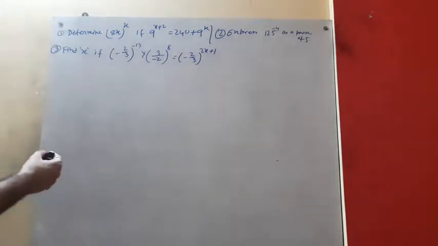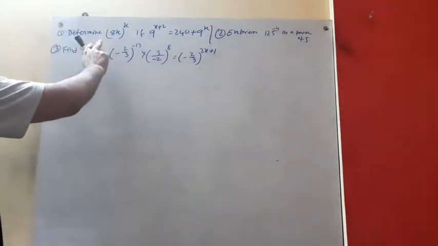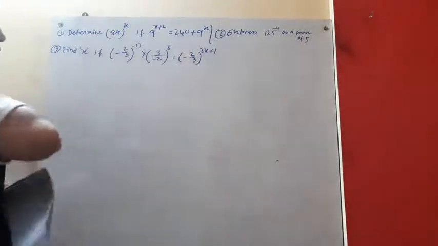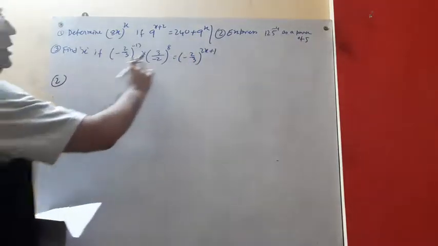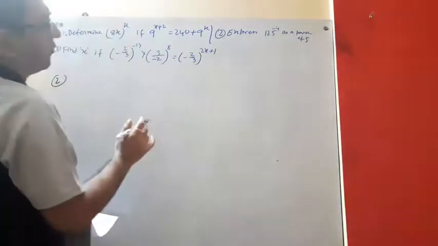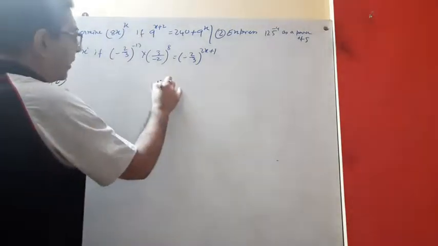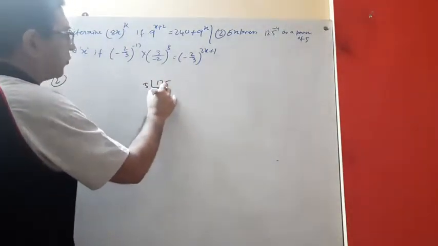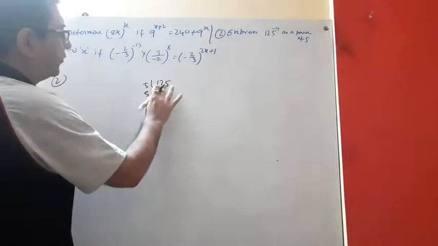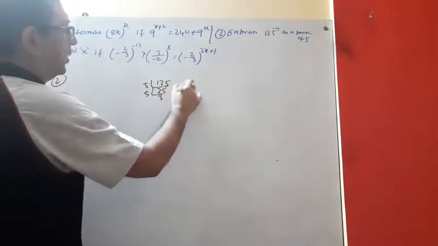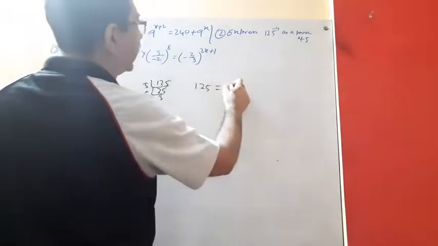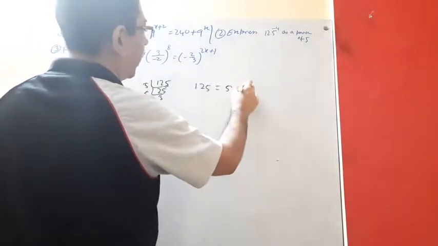Now we find this type of sum. Determine 8x. This one is very easy. We will do one fast. Number 2. Express this one as a power of 5. Now 125, look, this can be written as 5 into 5 into 5. So 125 can be written as 5 into 5 into 5.